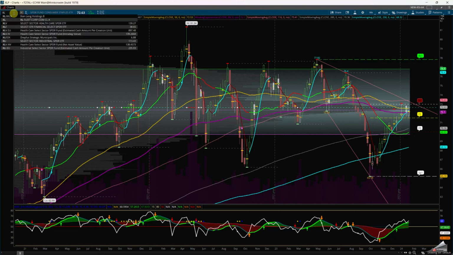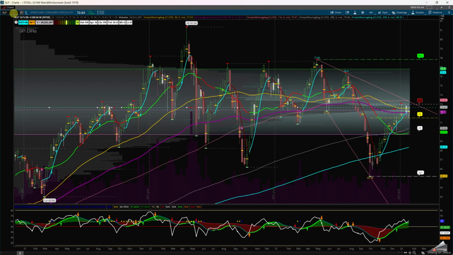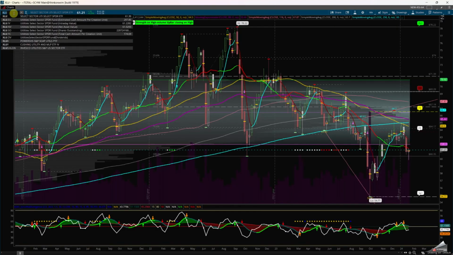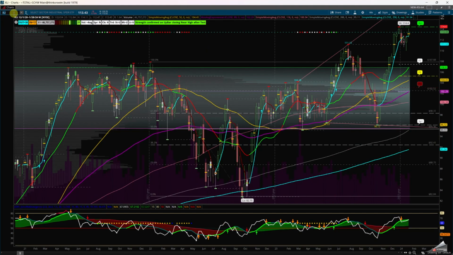And if I look at the XLP consumer, we did the XLP. Let's do XLU, so that way you can get a better idea. You can see that we are in a downtrend in XLU. I'm just giving you a couple of different ideas on how to look at those levels in relationship to the overall market.